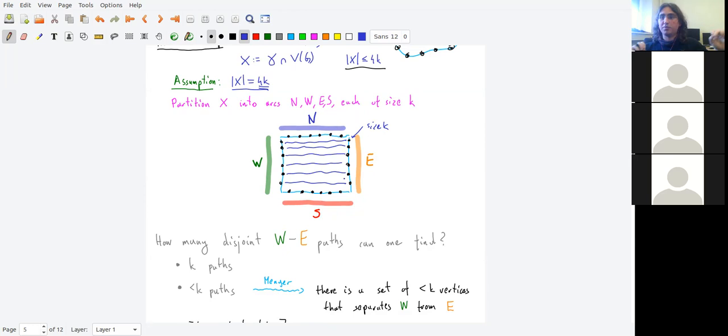Yeah. So either I can find k of them, and I cannot find more than k because I have k vertices on the west and k vertices on the east. Or I can find less, only less than k. Yeah, so these are two possibilities.